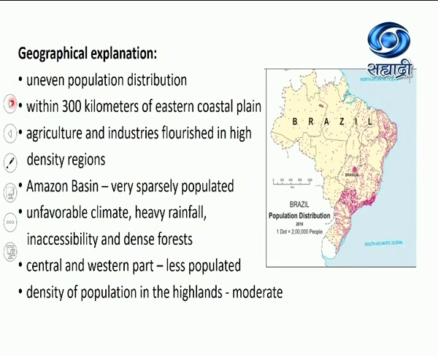Now, when we talk about the distribution, same as it was found in India, here also there is uneven population distribution. You can see these areas have very less or very sparse population. The coastal areas and somewhat highland areas will have high population. Within 300 kilometers of the eastern coastal plain, because of the agriculture and the industries which have flourished, the population is high in this region, and density of population also becomes very, very high.